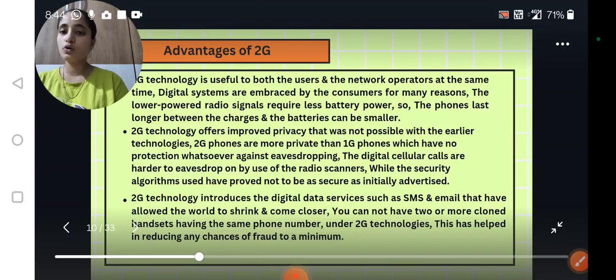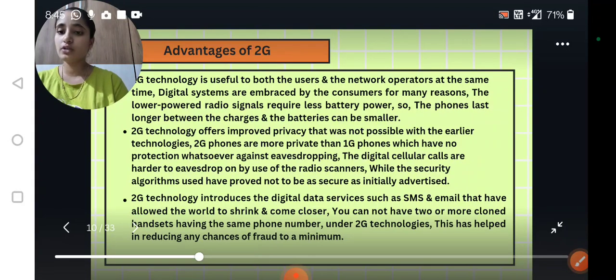2G phones are more private than 1G phones, which have no protection whatsoever against eavesdropping. Digital cellular calls are harder to eavesdrop on by use of radio scanners, although the security algorithms used have proved not to be as secure as initially advertised.